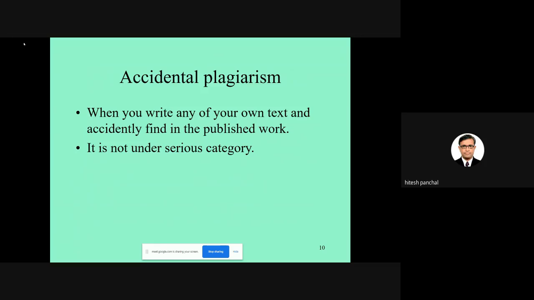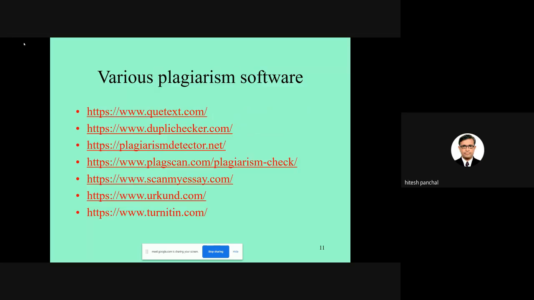And the last one is accidental plagiarism. It is not a serious category, because whenever you write in your own words, sometimes accidentally a sentence or words will be found in some other published work. But accidental plagiarism can be easily removed, or we can say reduced, by rewriting the sentences.